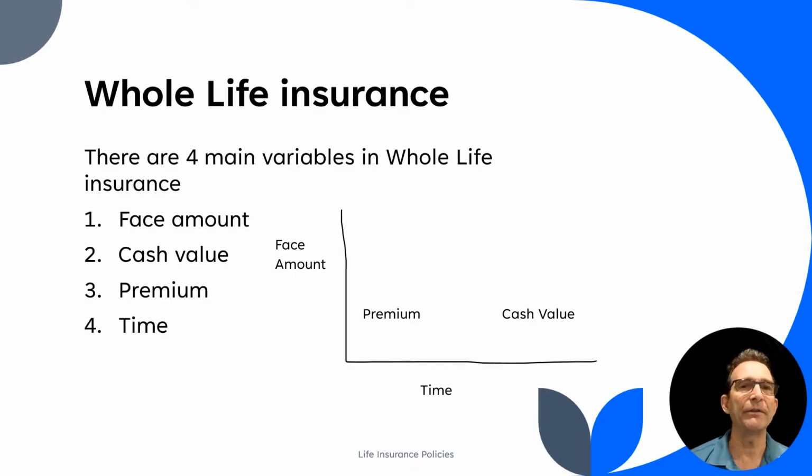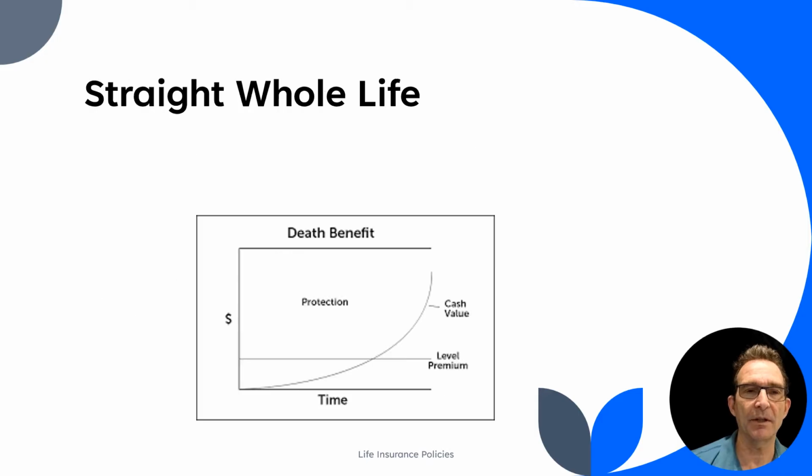All of these variables can be shifted, and that's what creates different designs and different policies that suit the needs of your different buyers. So let's look at some of those different designs. We're going to begin with what's called straight whole life. Now, this is probably the most common, the most well understood and straightforward, just like the word implies, whole life policy that's out there. You have a death benefit that I have listed here at the top.